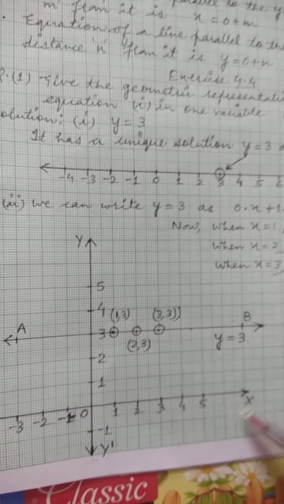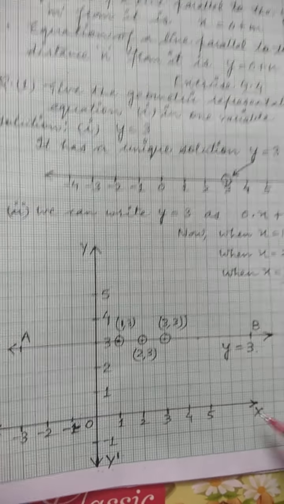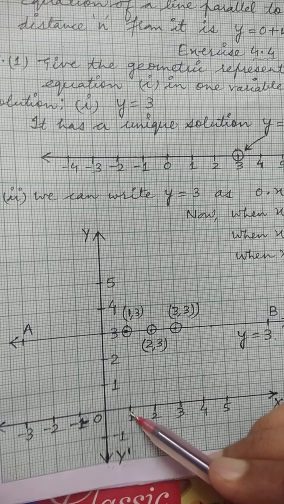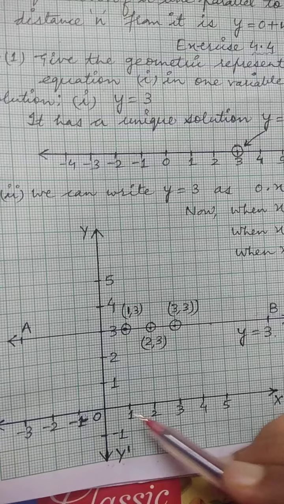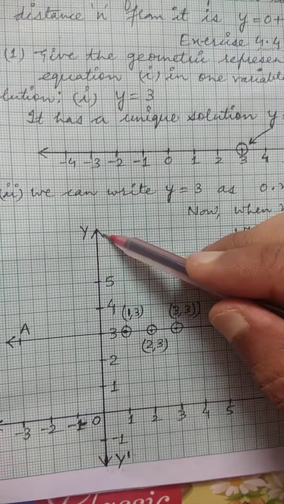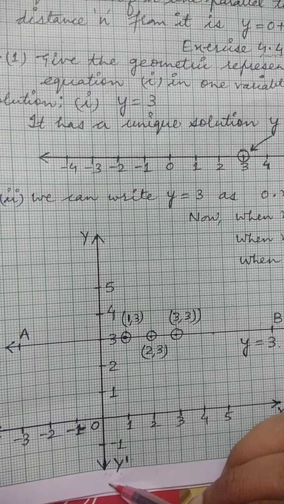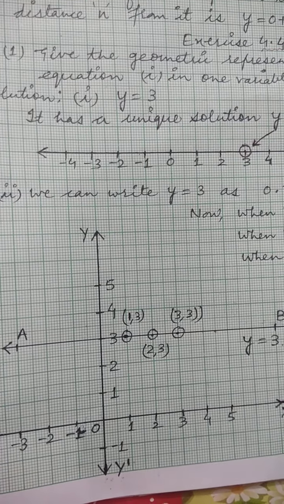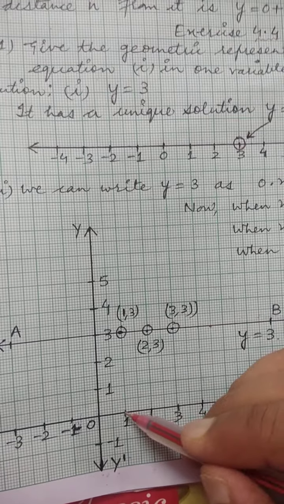So this is our x-axis, the horizontal axis. This is our y-axis, the vertical axis. We have taken 1 unit equal to 1 centimeter. This is positive x, this is negative x, this is positive y, and this is negative y vertically. Now we move towards the first ordered pair, which is (1, 3).